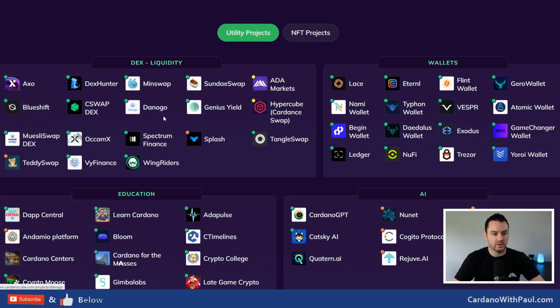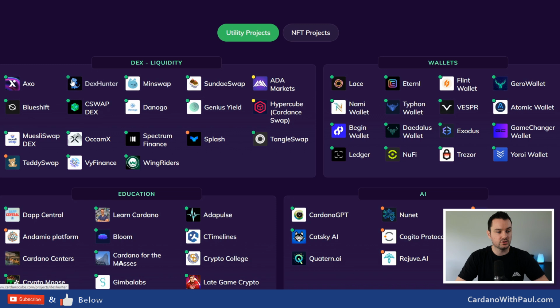Denogo as well is another one that is different to the other DEXs. This is allowing you to trade bonds on Cardano. Not something we've seen a huge amount of yet, but I think it's definitely an area that will grow over time. And CSwap is looking at an NFT twist on the DEX protocol. So we'll take a dive into some of them when we look more at the actual DEX protocols and what's going on.